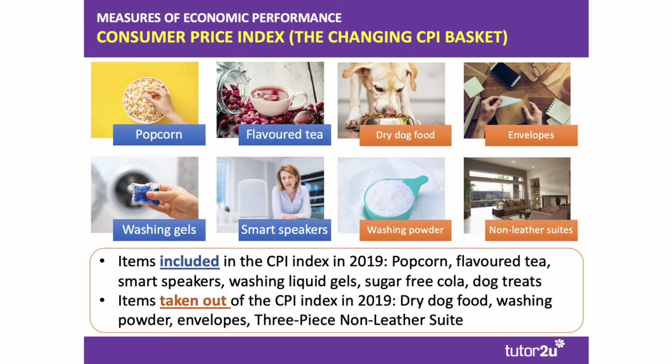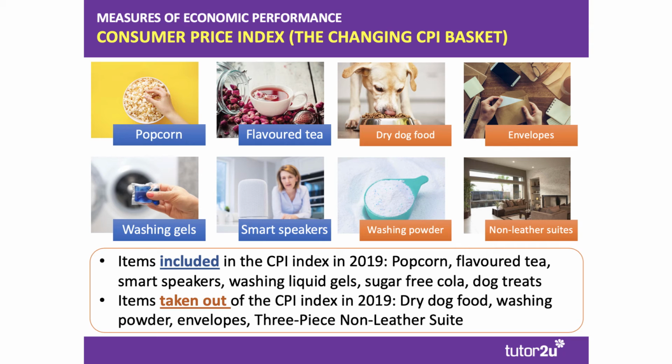For the first time, they included washing liquid gels, a big surge of demand for sugar-free cola after the sugar tax, and dog treats. I'm not eating as many of those as I used to, if truth be told. Taken out of the index, dry dog food. Dog treats replacing dry dog food. Washing powder taken out of the index, as many more people now use those kind of 3-in-1 gels. Envelopes taken out. Yeah, people are writing fewer letters. And 3-piece non-leather sweets taken out, which I think is a game changer.